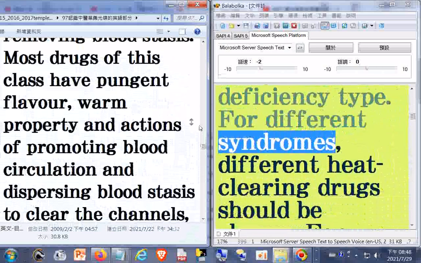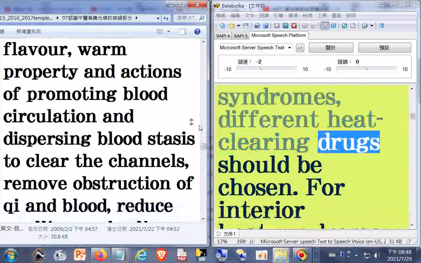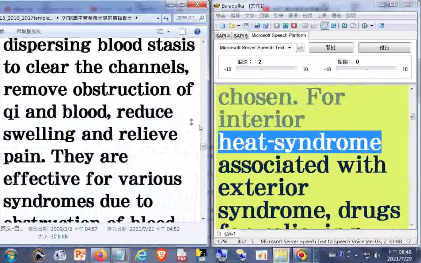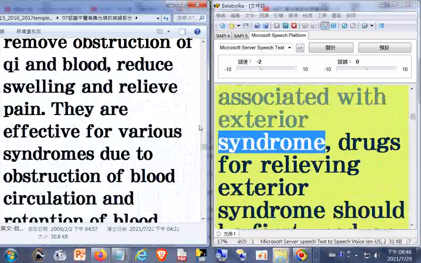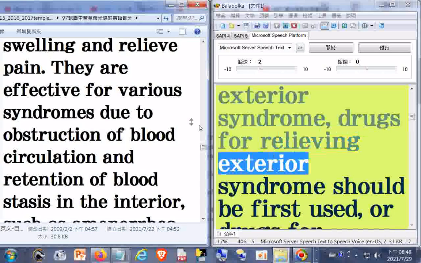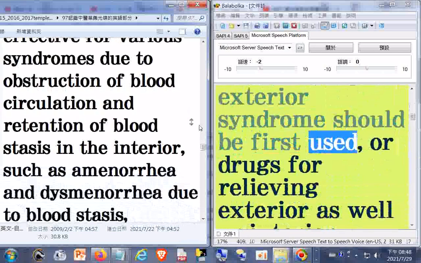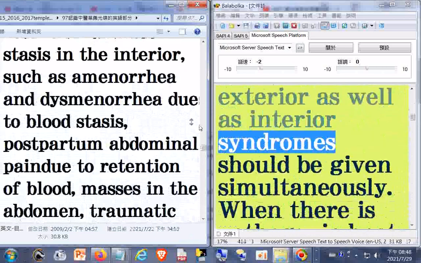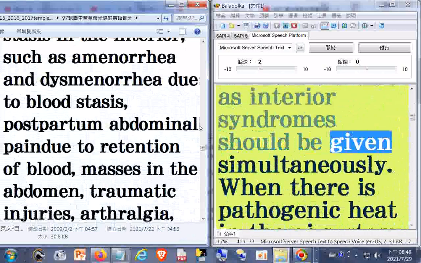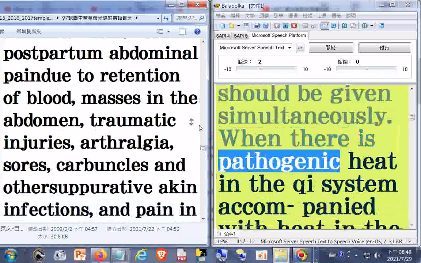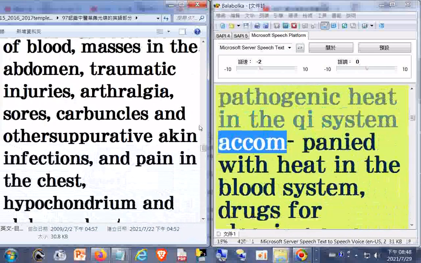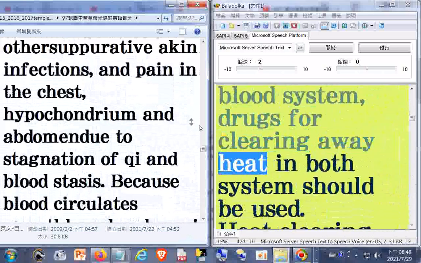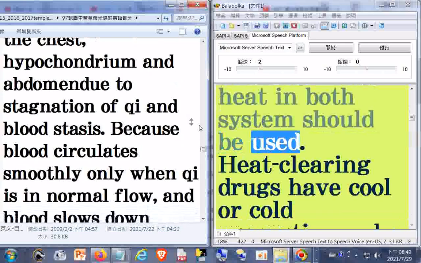For different syndromes, different heat-clearing drugs should be chosen. For interior heat syndrome associated with exterior syndrome, drugs for relieving exterior syndrome should be first used, or drugs for relieving exterior as well as interior syndromes should be given simultaneously. When there is pathogenic heat in the qi system complicated with heat in the blood system, drugs for clearing away heat in both systems should be used.